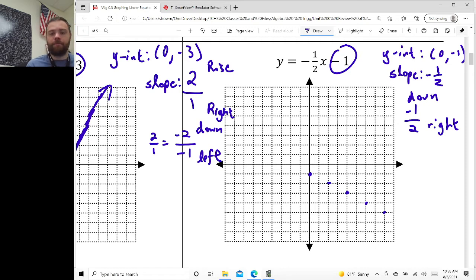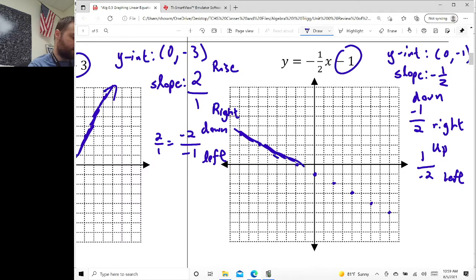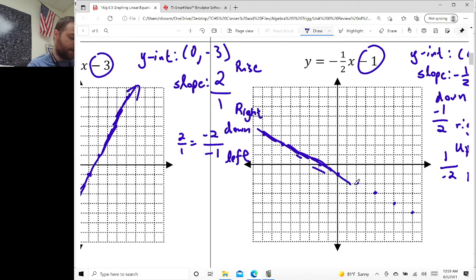Or I can put the negative in the denominator and leave the numerator positive. So I can write it like this for the other side. In this case, this means go up 1 and left 2 from that y-intercept. So I'm going to go up 1, left 2, up 1, left 2, and so on. So what you see is that slope is consistent, and I get this straight line.